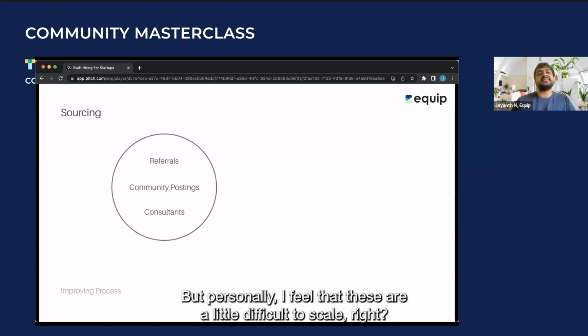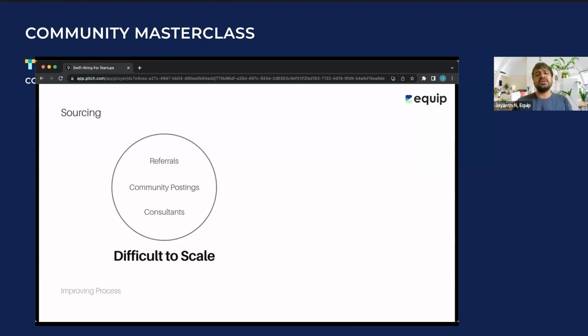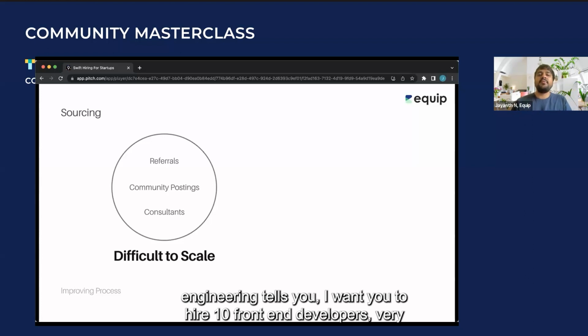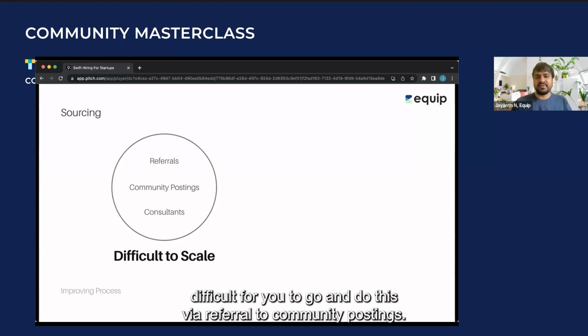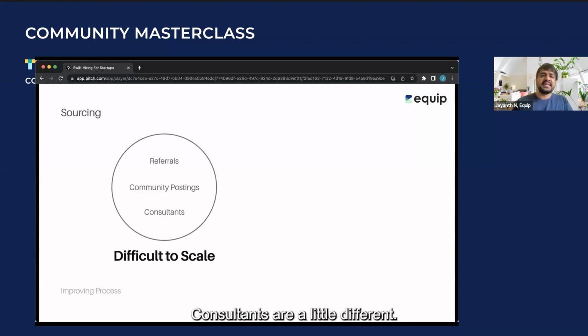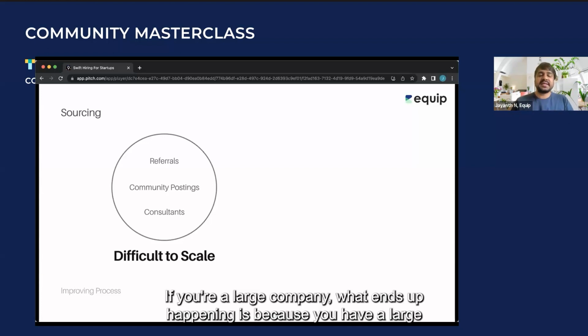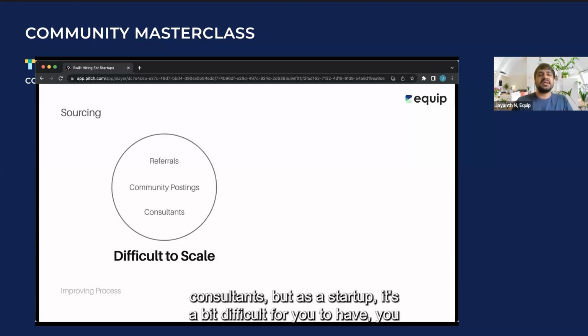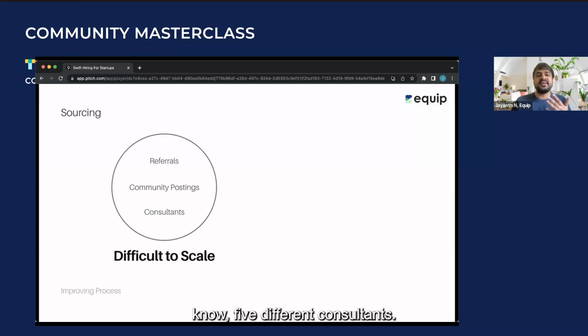But personally, I feel that these are a little difficult to scale. They may work on an ad hoc, one-time basis. But if your VP of engineering tells you, I want you to hire 10 front-end developers, it's very difficult to do this via referrals or community postings. Consultants is a little different. If you're a large company, you have a large recruitment team, with different departments working with different consultants. But as a startup, it's a bit difficult to have 5 different consultants.